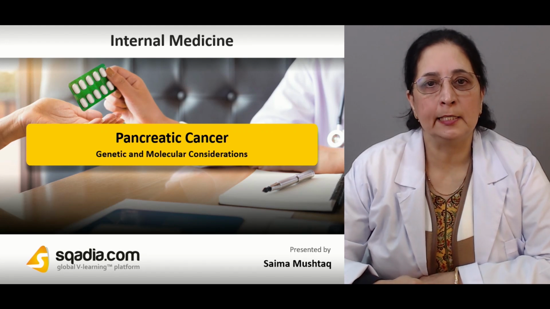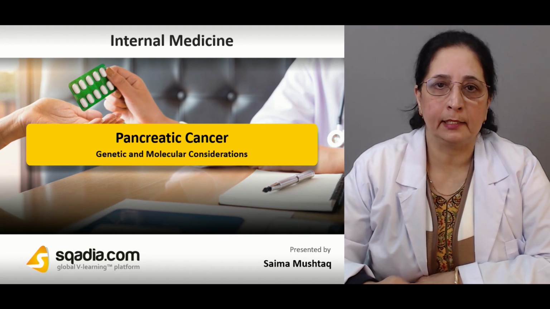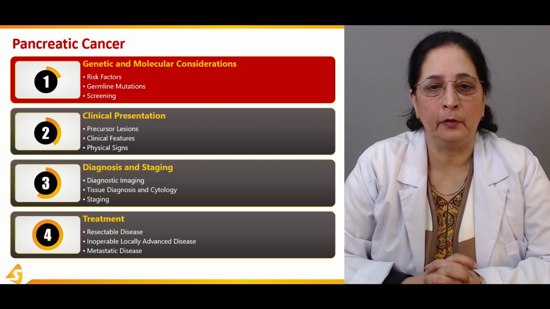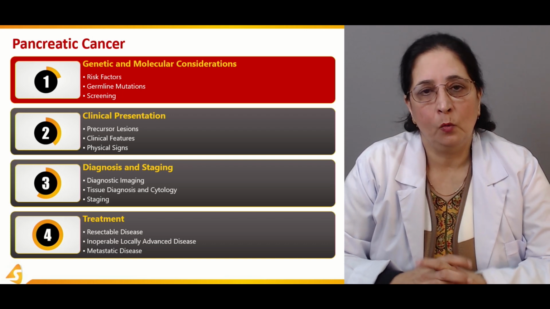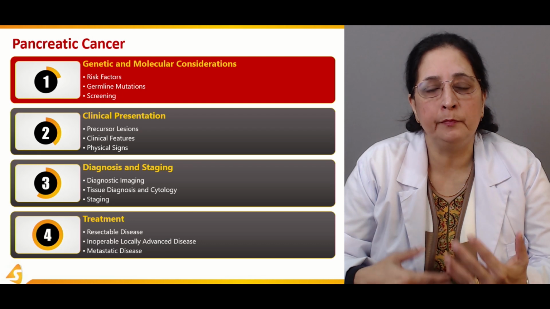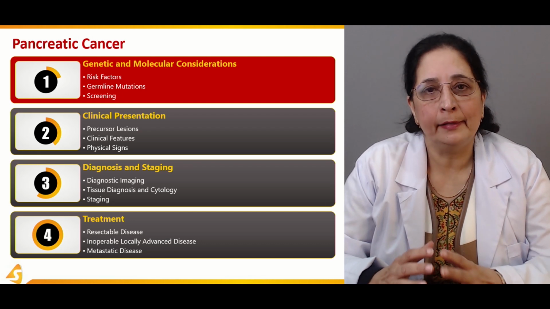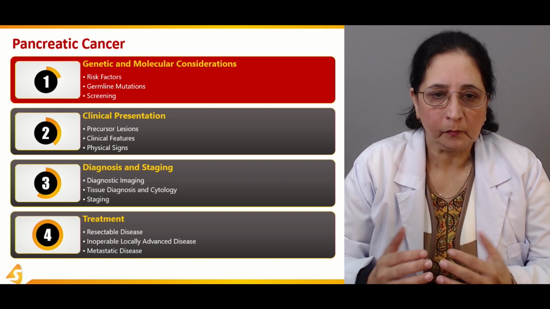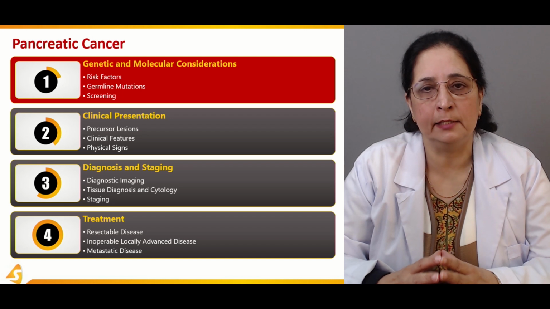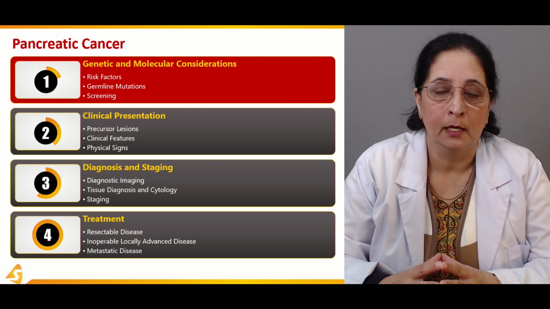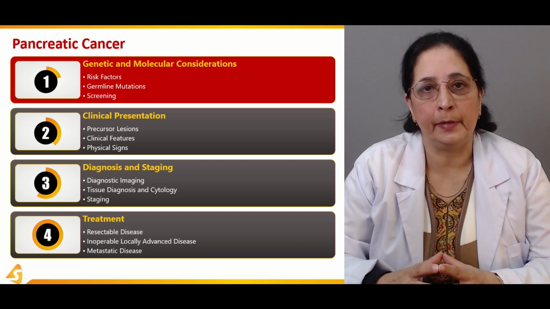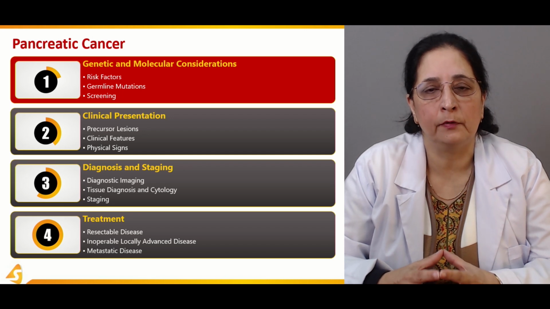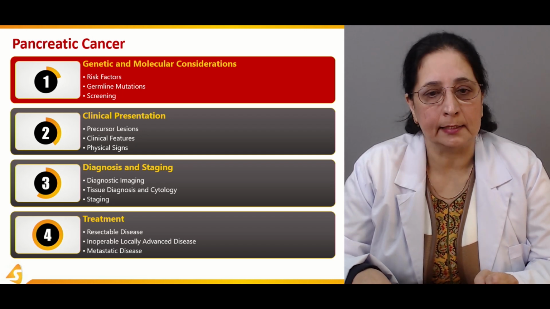Let's begin with the first section of our lecture, pancreatic cancer. In this section, we will talk about the genetic and molecular considerations. What are some changes in the genes, mutations in the gene, or at the molecular level, which can lead to pancreatic cancer? What are the risk factors for the development of pancreatic cancer? How can we do the screening for pancreatic cancer? And what are the different germline mutations for pancreatic cancer?